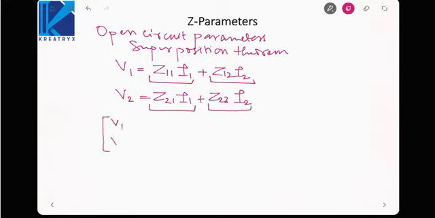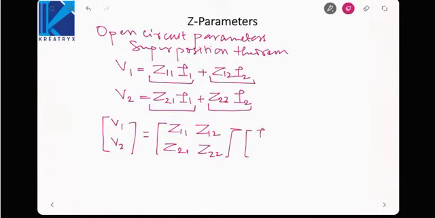In matrix form, we will express it as [V1 V2] is equal to [Z11, Z12; Z21, Z22] times [I1, I2]. Okay. Usually the parameters of a two-port network are used in matrix form because it is easier for us to operate in matrix form.